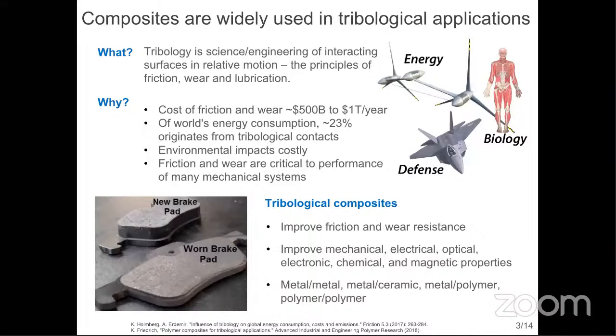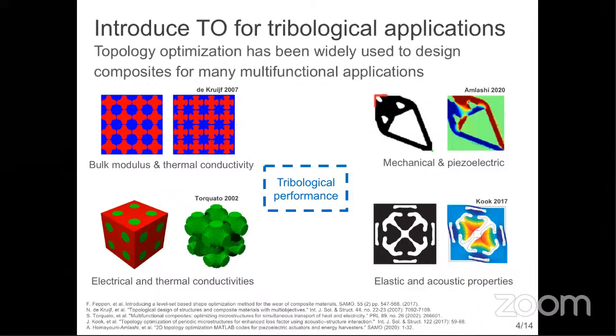Example applications are automotive clutch facings and brake linings. Example composites include metal polymer and metal ceramic systems, which have been shown to improve friction and wear performance, as well as having interesting multifunctional capabilities. Some are listed down here. So knowing that the design of tribological composites is currently trial and error, my group introduced the combination of TO and tribology in 2017, and the focus of today's paper is exploring the multifunctional performance of these tribological composites.